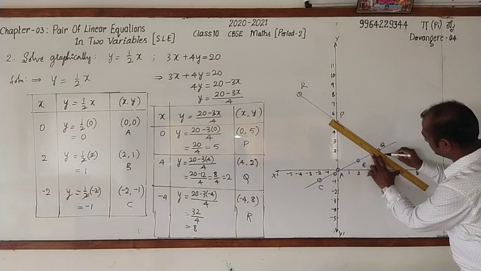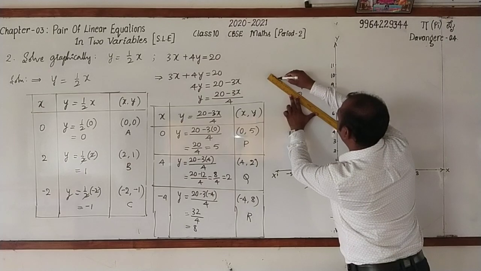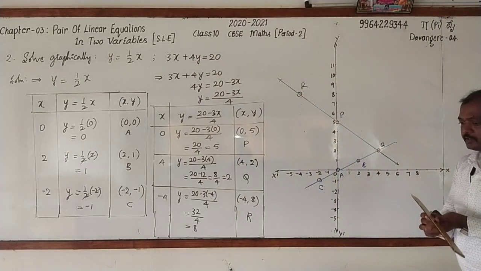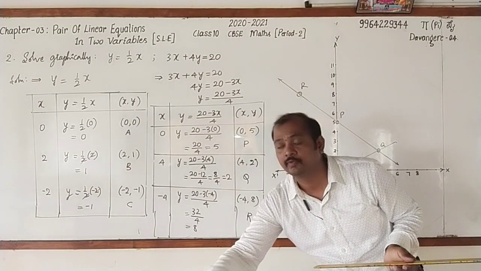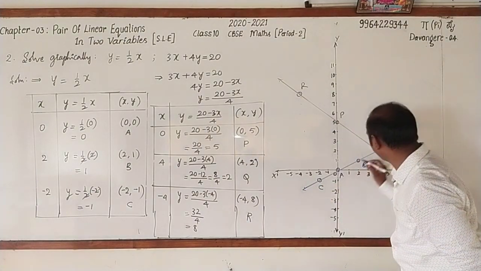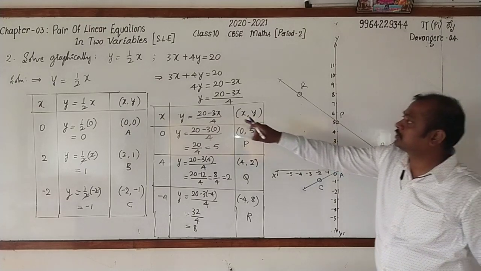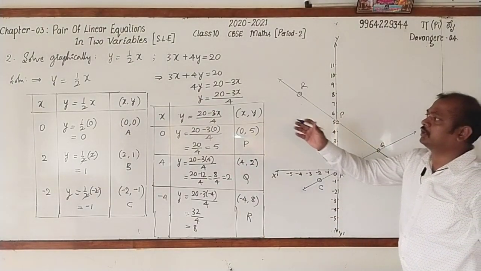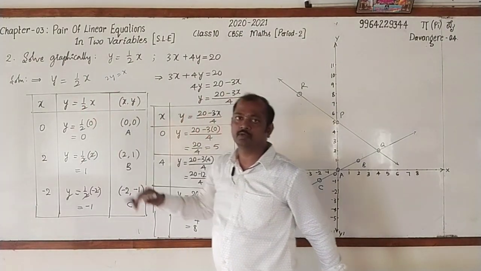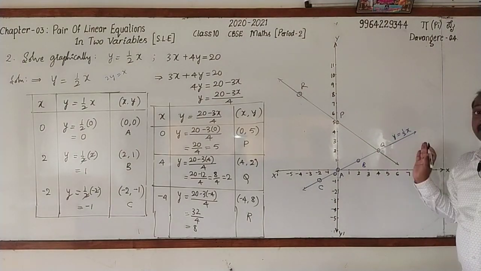You can go for extending this, and here also. So the black color line indicates the graph of the second equation, and the blue color line indicates the graph of the first equation. The first equation is y equal to half x. You can also write it as 2y equal to x, nothing but x minus 2y equal to 0, however you want. Here I write y equal to half x as given.